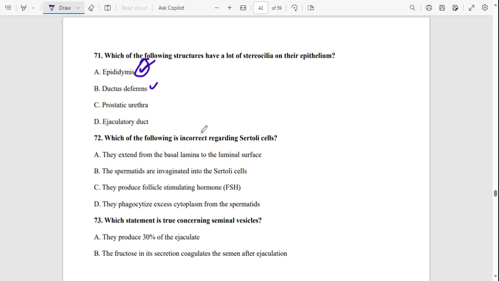Which of the following is incorrect regarding Sertoli cells? They extend from the basal lamina to the luminal surface. The spermatids are invaginated into the Sertoli cells. They produce follicle stimulating hormone. They phagocytose excess cytoplasm from the spermatids. So which one of these is incorrect? Okay.